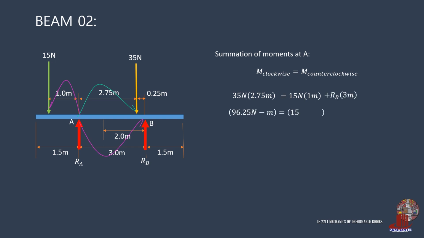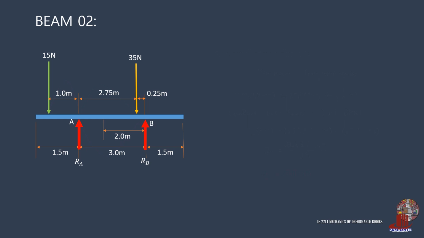Again, simplify each term and get 96.25 newton meters on the left with 15 newton meters plus 3 r sub B. Transpose constants to have 3 r sub B as 96.25 minus 15 newton meters. Then divide everything by 3 meters to have the reaction at B as 27.083 newtons.